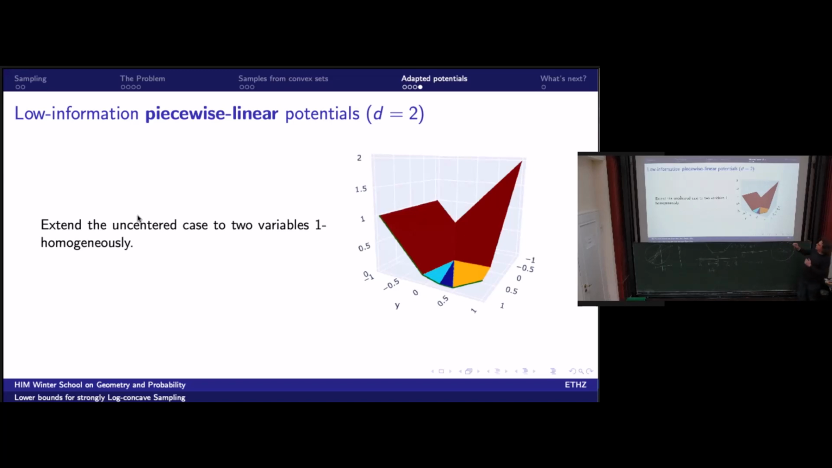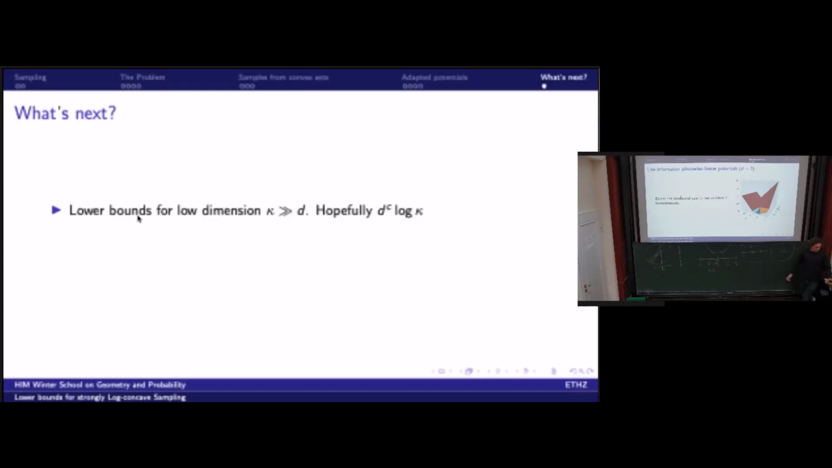The modification step kind of blurs all of the information in the origin, and it turns out that by doing a single query at the origin, you can learn everything you want, which is a bit of a problem. But there's a way to solve that. I don't have time to show it, but you have to do a small variation of this construction, and then you can extend it to dimension 2, and then to higher dimensions just by monotonicity, and we get the result. So where do we go from here?